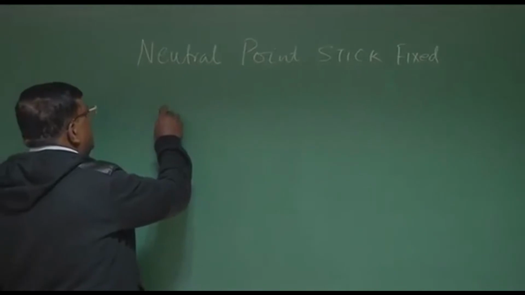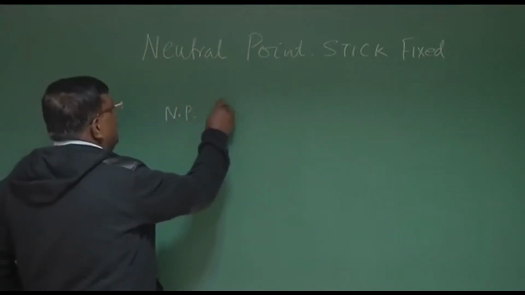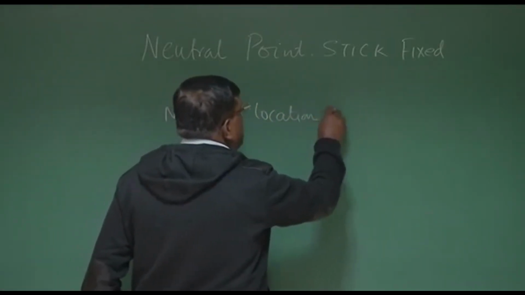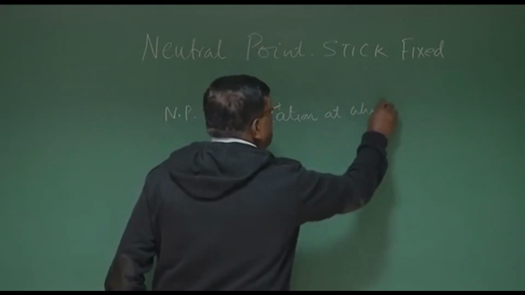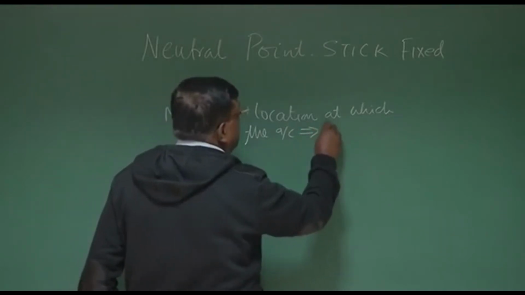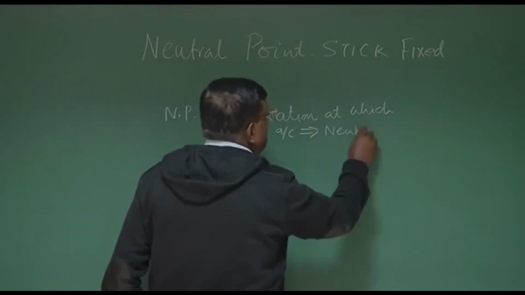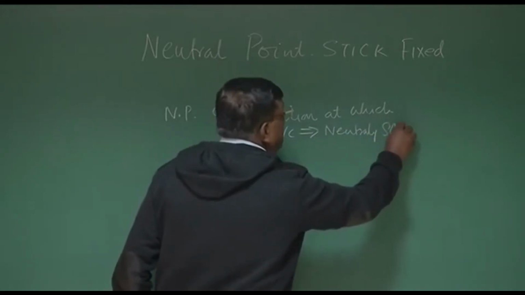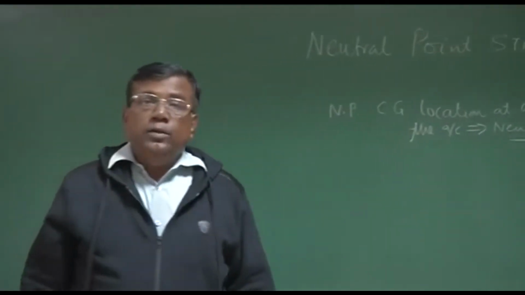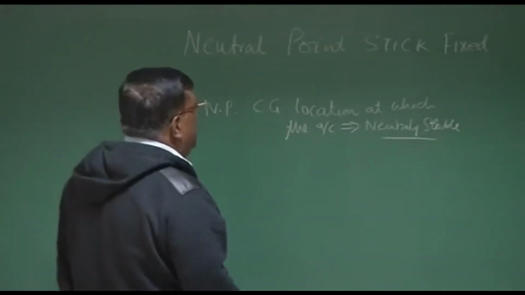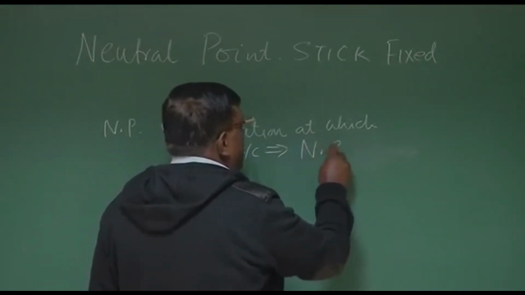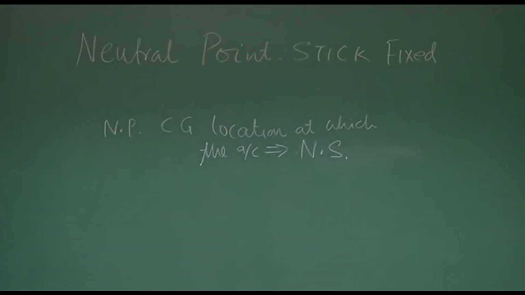Neutral point is that CG location at which the aircraft becomes neutrally stable. Neutral point, how do I define again? Neutral point is that CG location at which the aircraft becomes neutrally stable. So I will use NS. When I write NS, it is to be understood, it is neutrally stable.